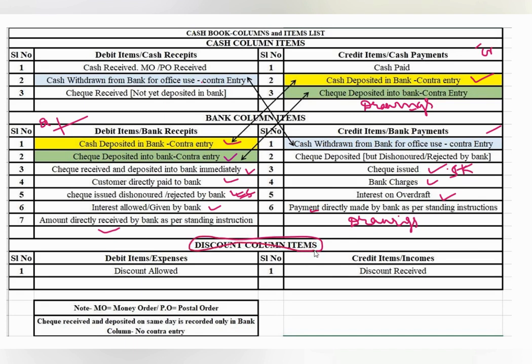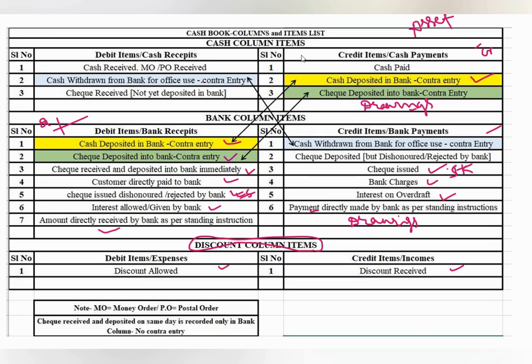So discount are of two types, okay? One is discount allowed, discount received. Here we need to understand that cash and bank are asset items. Always these items will have a debit side balance. Especially the cash column items will always have a debit side balance. There is no chance of having a credit side balance at the beginning of the month.